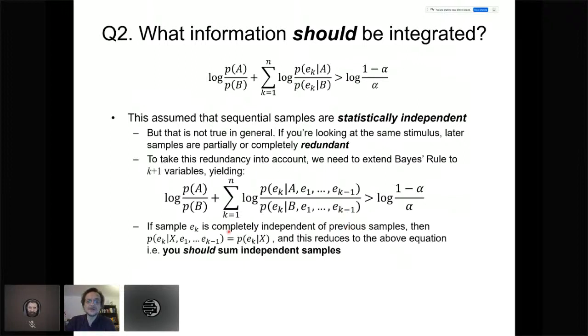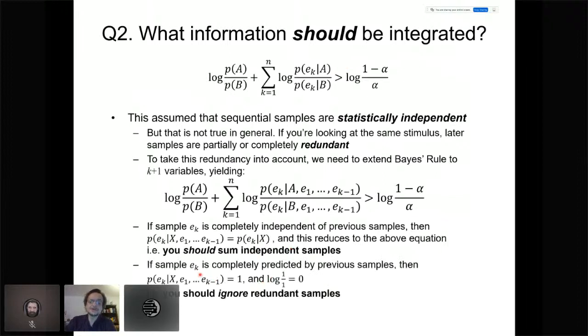So now let's consider two cases. The first case is that sample EK really is completely independent, completely novel. Well, then the probability of EK given X and the previous samples is actually equal to just the probability of EK given X. The previous samples don't matter. And so therefore, this reduces back to this equation. And effectively, it means that if a sample is independent, you should in fact sum the full log likelihood ratio. But now consider the other extreme case.